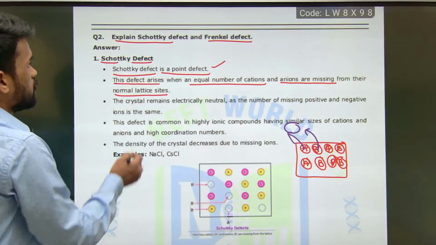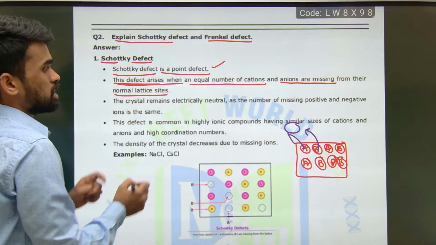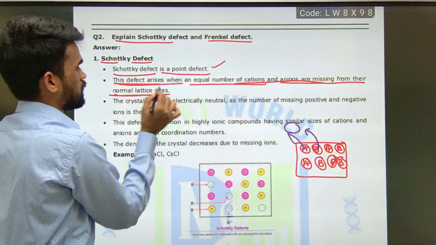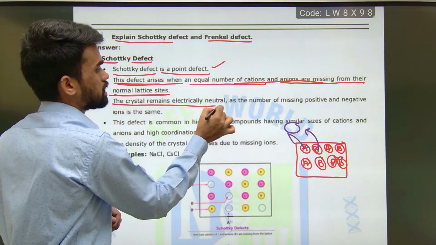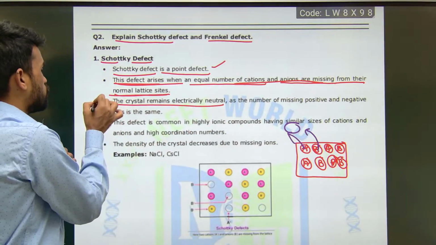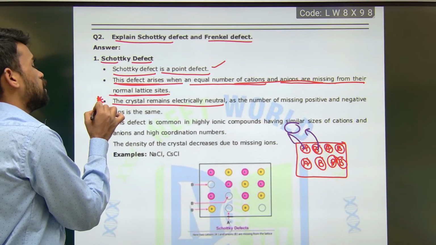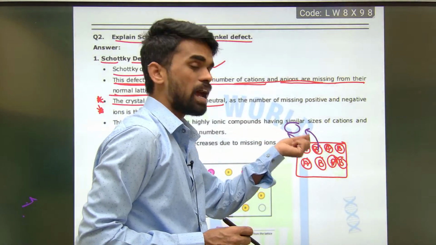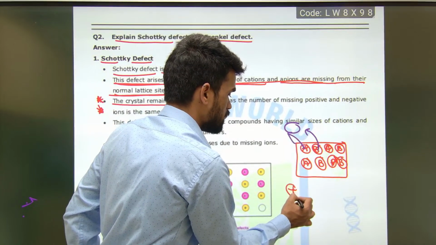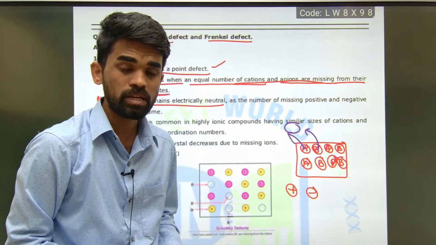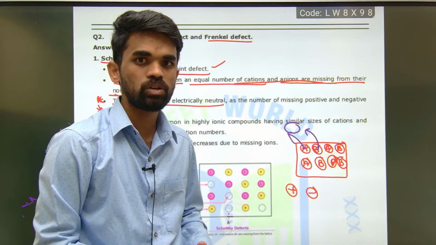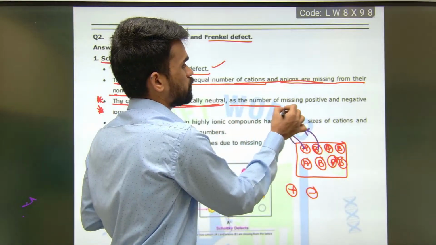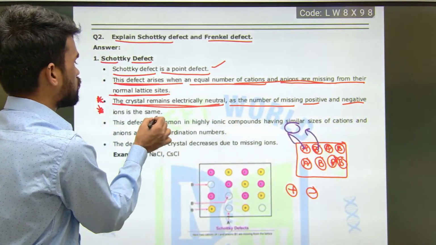So just read: this defect arises when an equal number of cations and anions are missing from their normal lattice. So the crystal remains electrically neutral. These points are also important for your EAPCET exams, along with your IPE. If the same number of plus charges and minus charges are removed, what happens? It maintains electrical neutrality only, no? Right. Initially, the same number of missing positive and negative charges are seen.